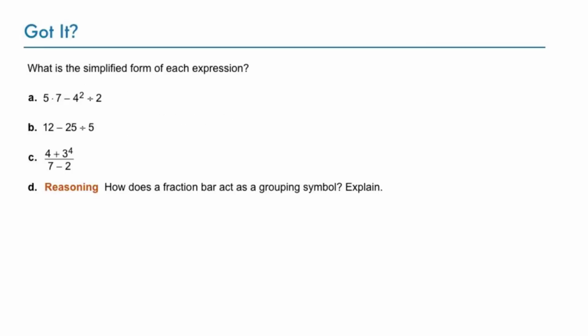Your turn. What is the simplified form of each expression? Part A, 5 times 7, note the use of the multiplication dot, minus 4 squared divided by 2. Part B, 12 minus 25 divided by 5. And part C, a fraction with 4 plus 3 to the 4th power as the numerator and 7 minus 2 as the denominator. Remember to use the order of operations as you complete each of these items.